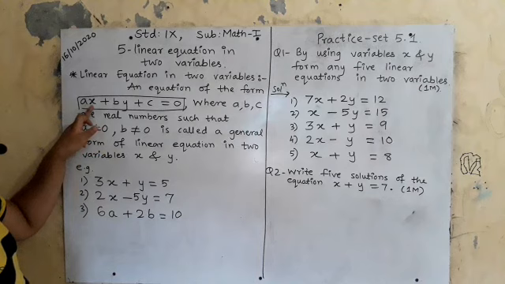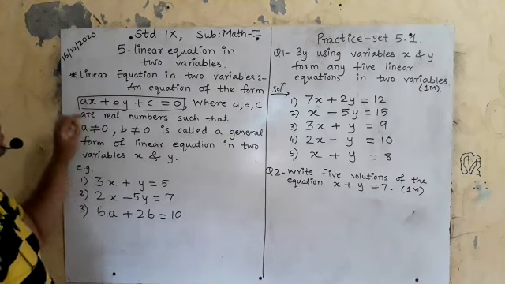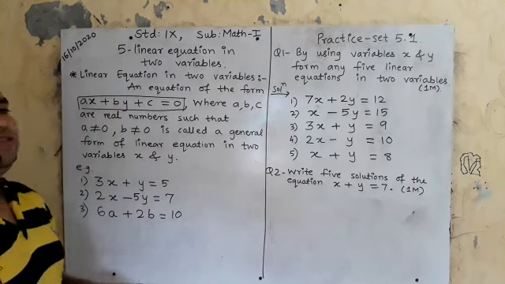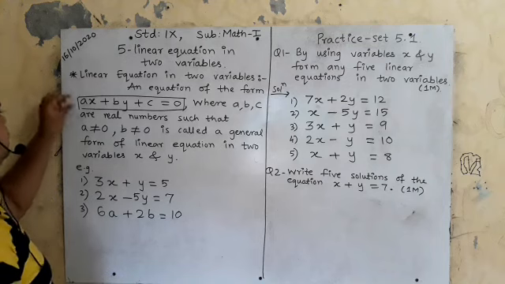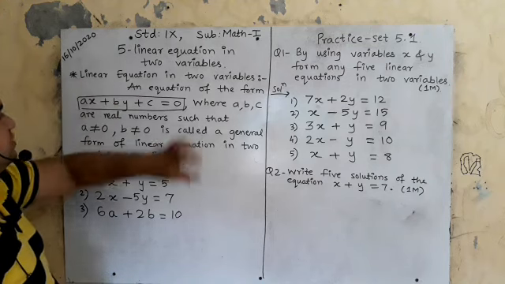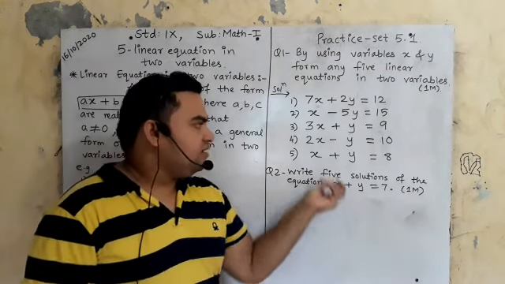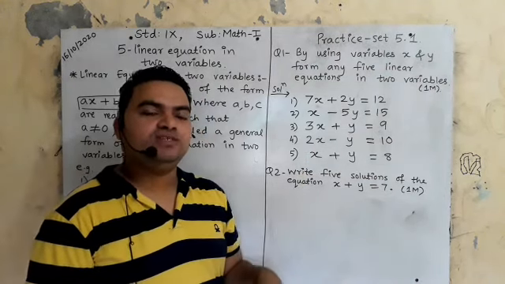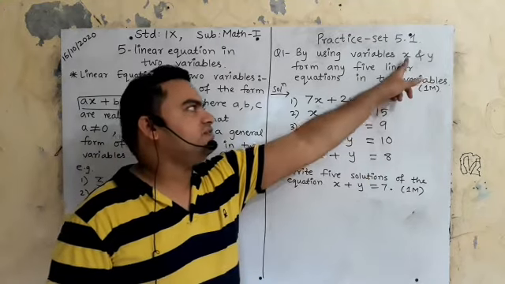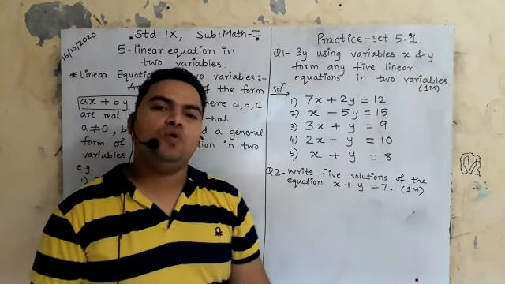Again I will say here x and y are two variables, and a, b, c will be real numbers. Okay, so ax plus by plus c is equal to 0. So this is how we will form a linear equation in two variables by utilizing x and y variables only.